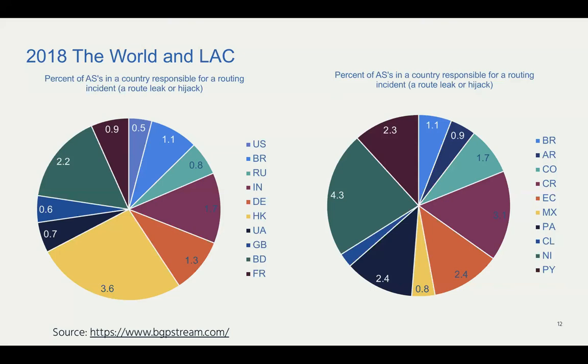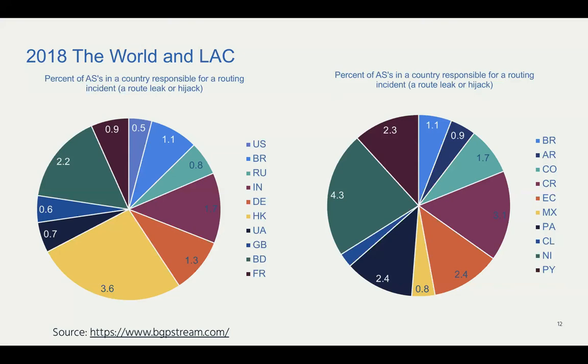So I think if you look at the percentage, Brazil is not among the leading countries, although there are more incidents happening in Brazil than in all other countries in total. And for other countries, I think the numbers may not be very statistically representative because for some of the countries, there were only a couple of incidents.